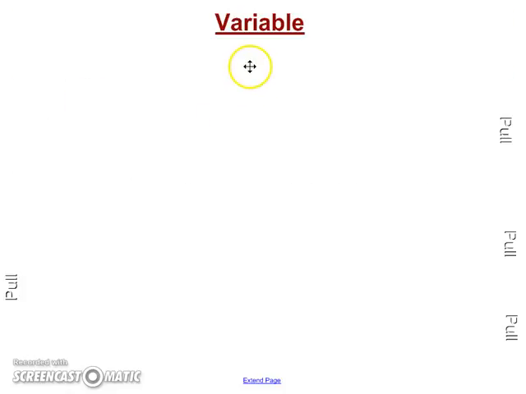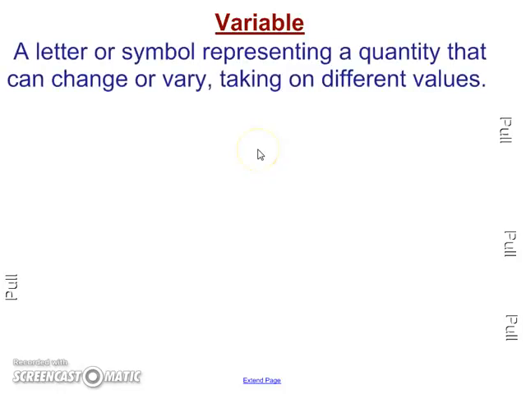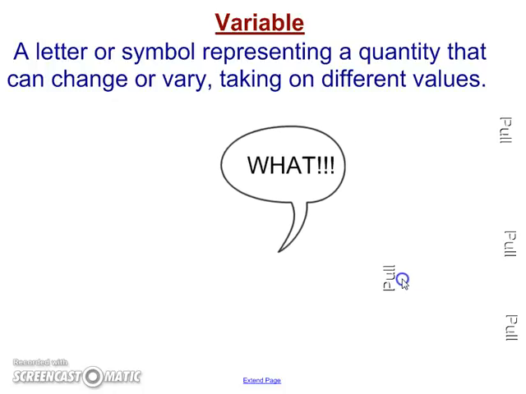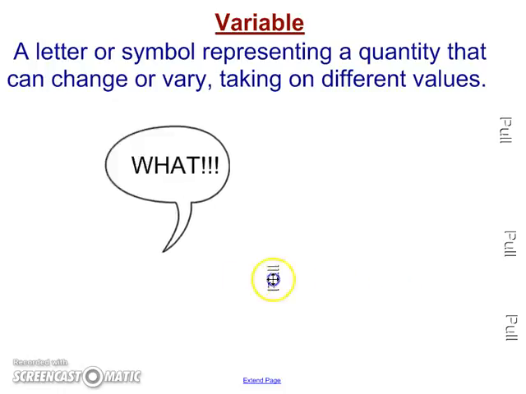So first of all, we need to hit on a couple of vocabulary terms. First of all is the idea of a variable. And by definition, you want to get this down. A variable is a letter or symbol representing a quantity that can change or vary, taking on different values. Now, that is typically the expression that a lot of people get when they see the term variable, or at least when they see the definition of variable.